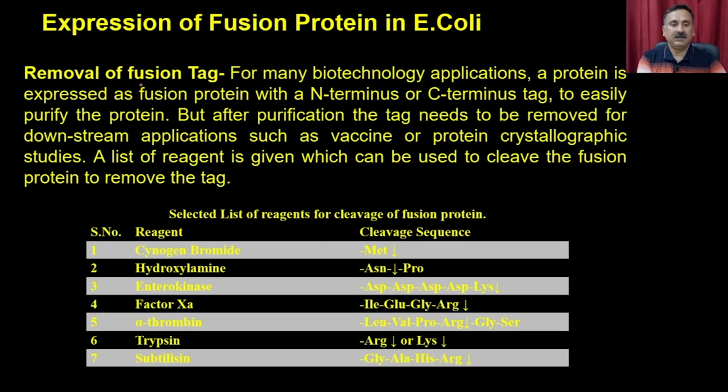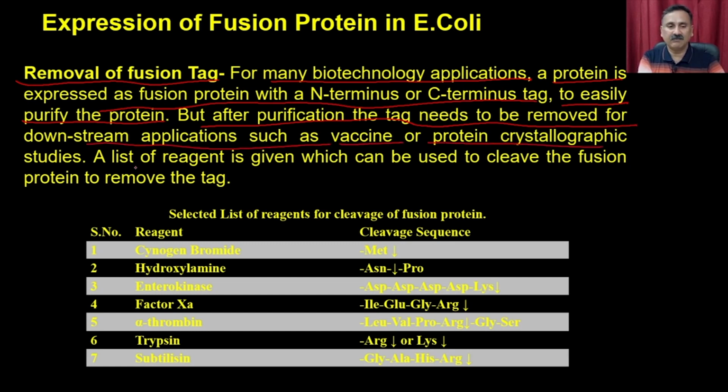Then we have how we can remove the fusion tag. For many biotechnology applications, a protein is expressed as a fusion with an N terminus or C terminus tag to easily purify the protein. But after the purification, the tag needs to be removed for downstream applications such as vaccines or protein crystallographic studies. A list of reagents is given, right? So these are the reagents you can use.